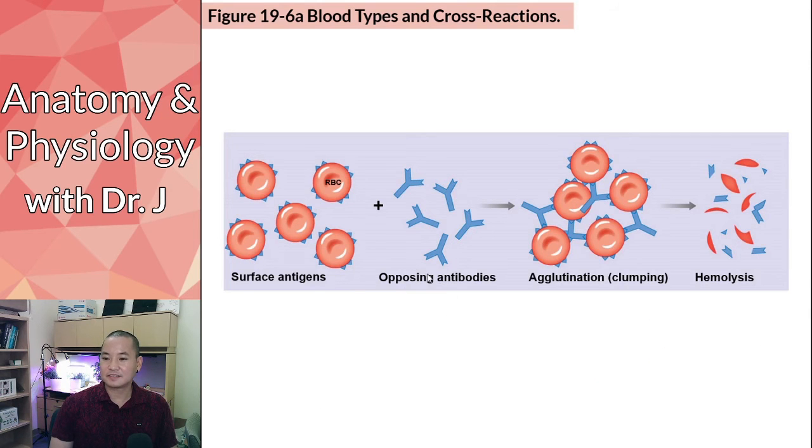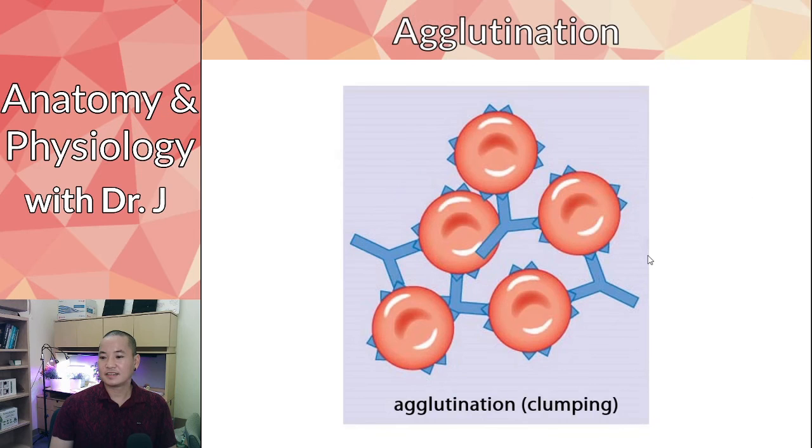So here we have surface antigens. So this is what happens if you generate antibodies against or are exposed to antibodies that attack your own red blood cells. What happens is you have something called agglutination or clumping, and then notice that these red blood cells are rupturing. That's what we have with hemolysis. So again, agglutination, what do we have here?